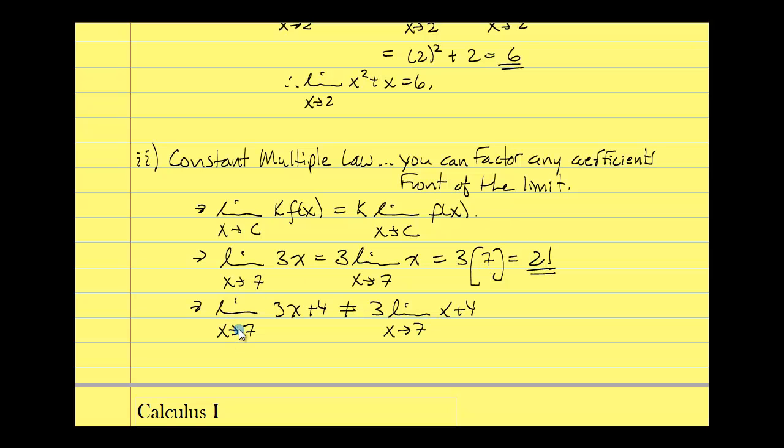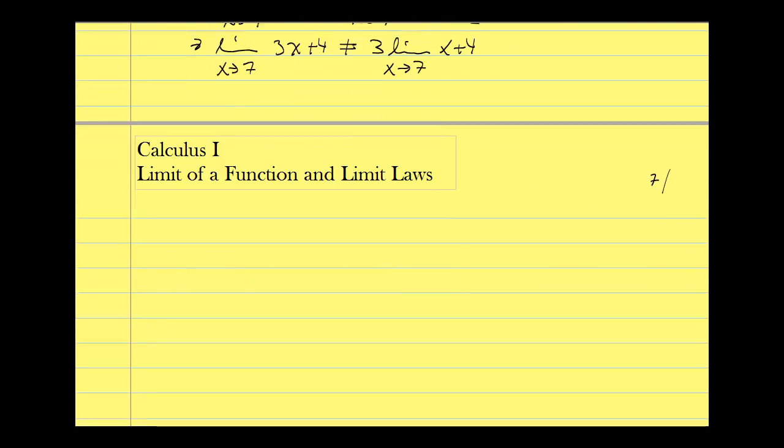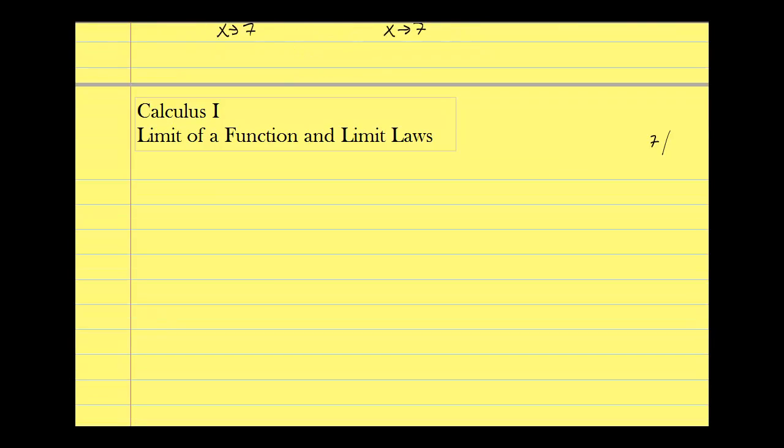Now here, when we're looking at this particular value, I have to be really careful. If I take the limit as x approaches 7 of this binomial, I might think, oh, I can pull the 3 out front. But the 3 is not common to both the 3 and the 4, so I cannot pull it out front. I'd have to split this up into two pieces and then pull the 3 out front of just the x. So that's the constant multiple law. The next rule that we're going to be looking at is the product law.